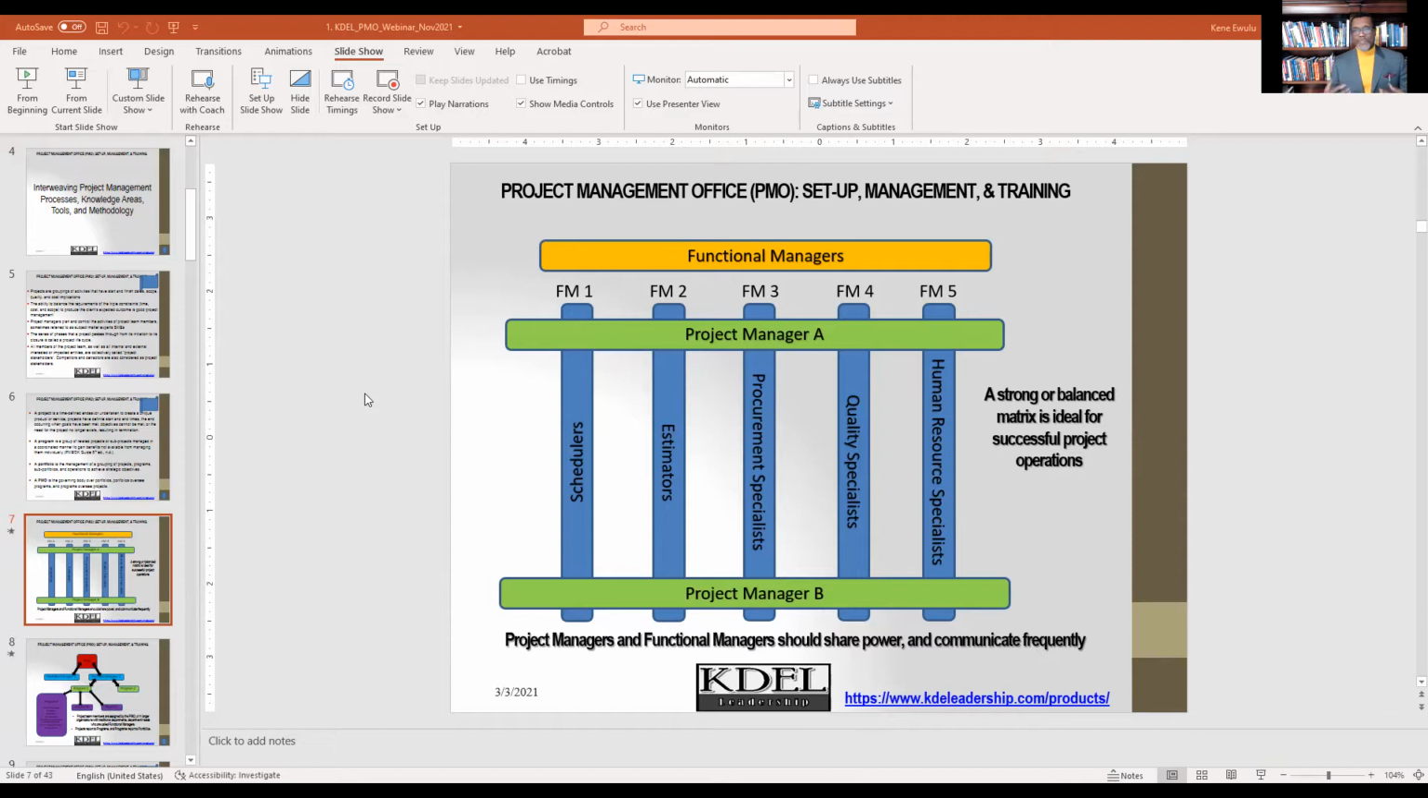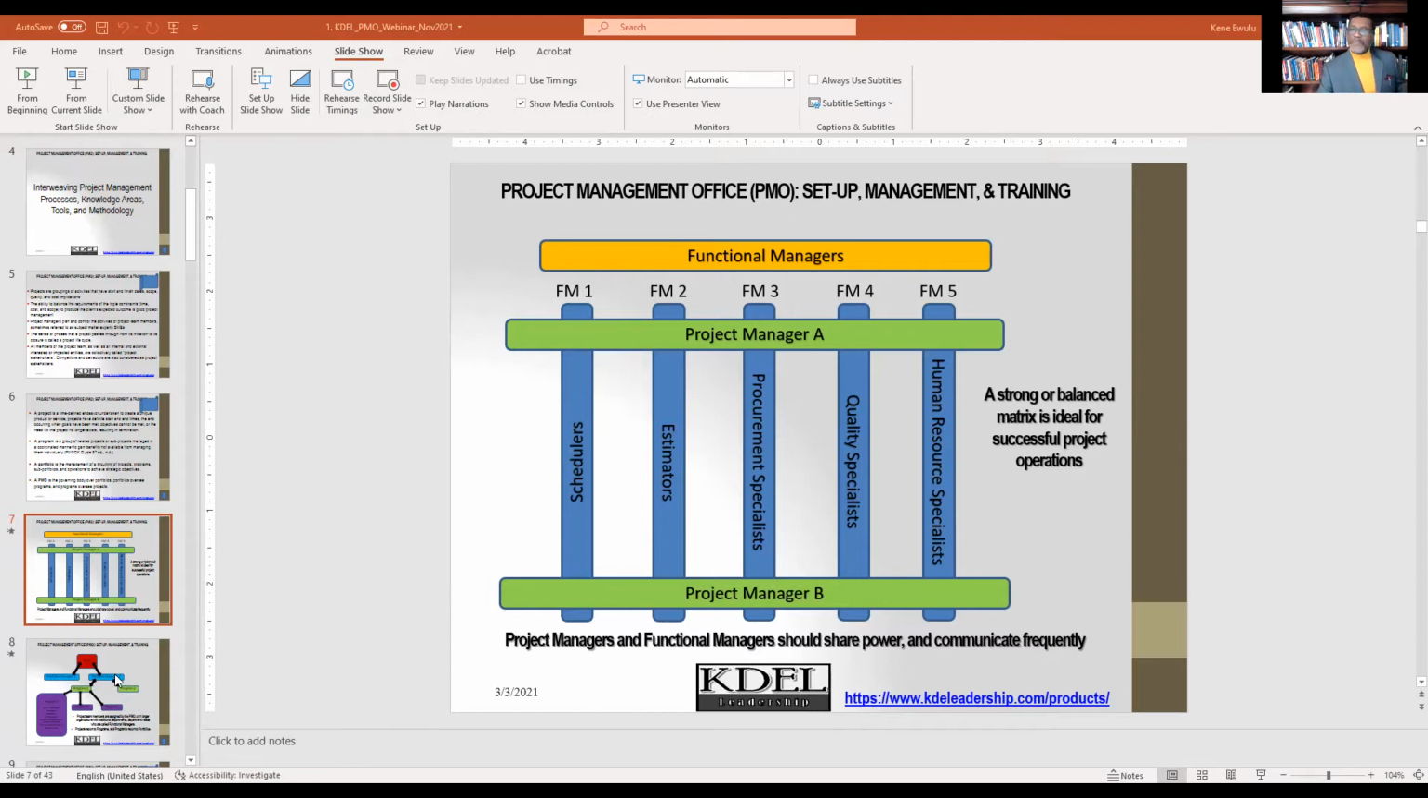Now, ideally, project managers want to have all the power, most of the power, which is called a strong matrix. They want to have most of the power in order to make decisions within their projects. But ideally, what you want to do is to share power equally. That way, you have a functional manager who is helping you when you have issues with the subject matter experts that are drawn from their department. Okay, that's really what I wanted to share.